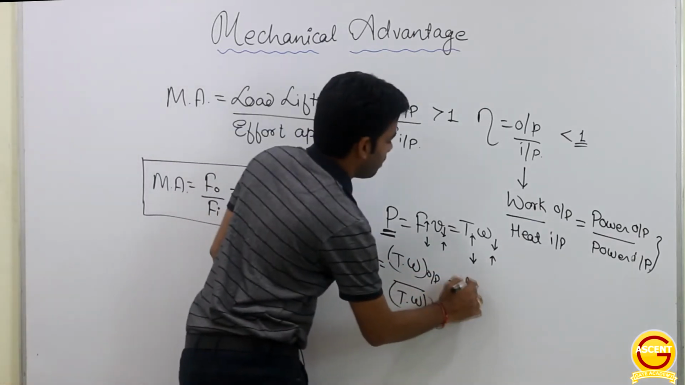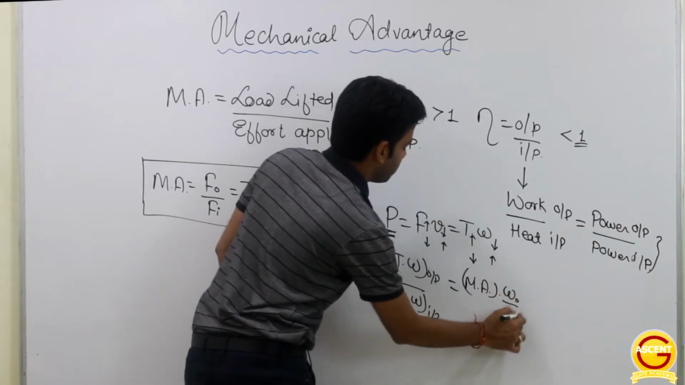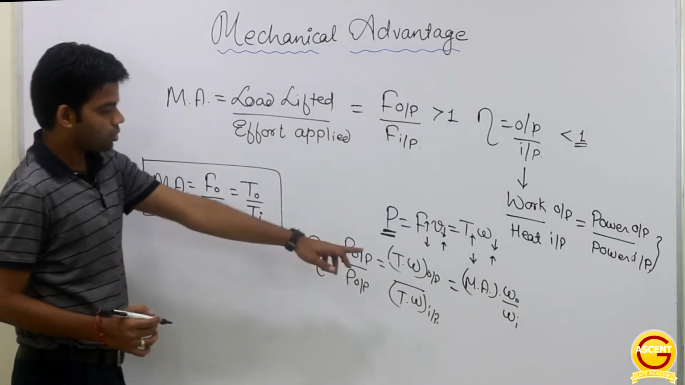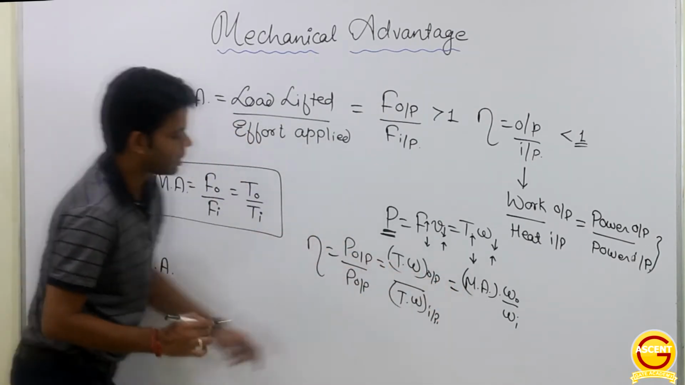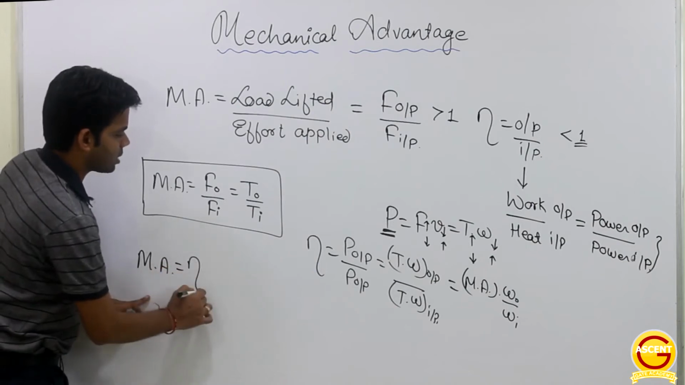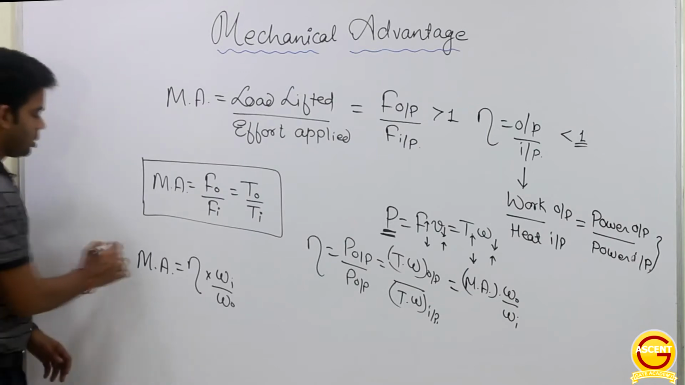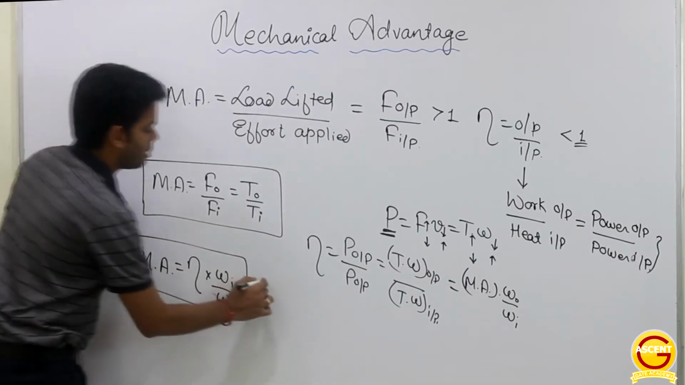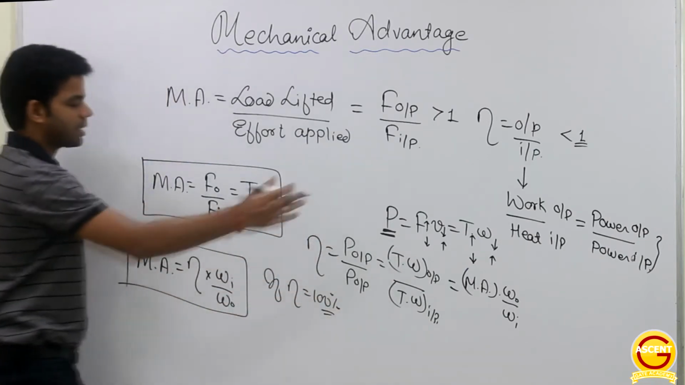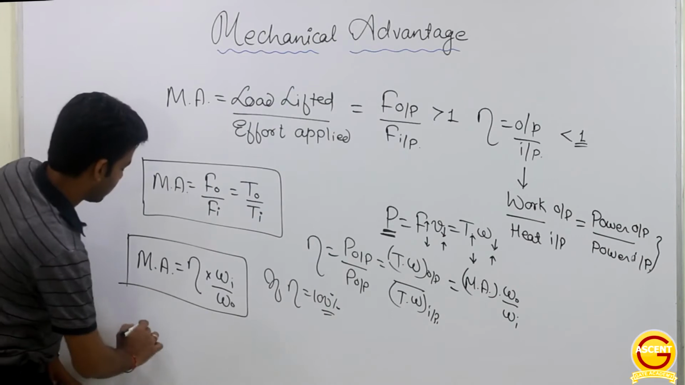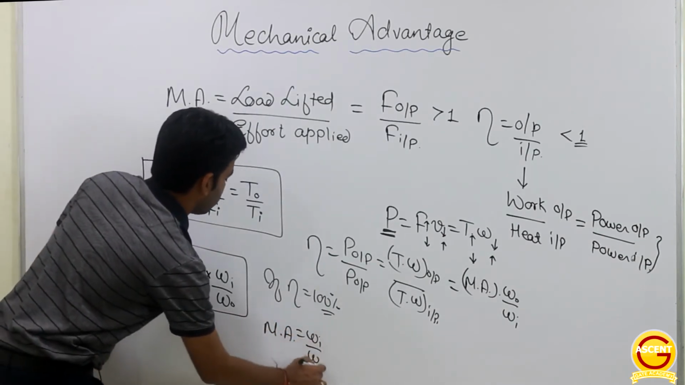So this will be equal to mechanical advantage into omega output upon omega input. Getting this now? Okay, so from here you can find out the value of this mechanical advantage in terms of omega. So this mechanical advantage will be equal to efficiency into omega input to omega output. Getting this now? Okay, now if this efficiency is 100%, that means 100% of power is getting transmitted. If efficiency is 100%, then obviously this mechanical advantage will be equal to omega I upon omega naught.